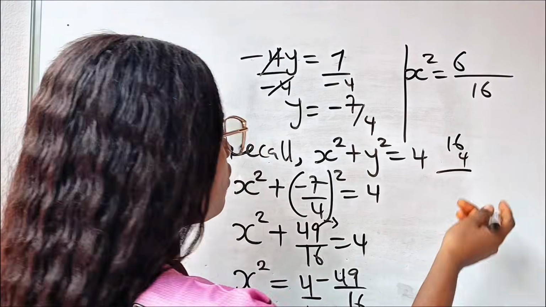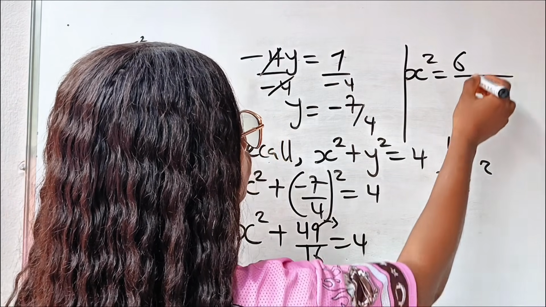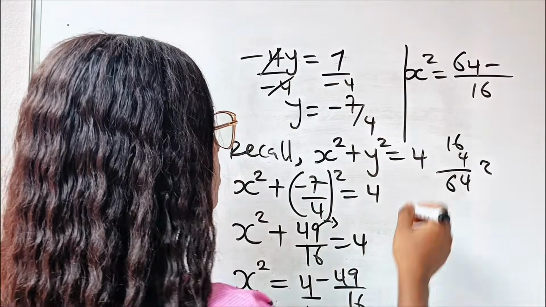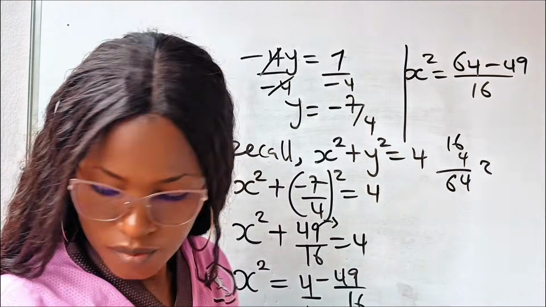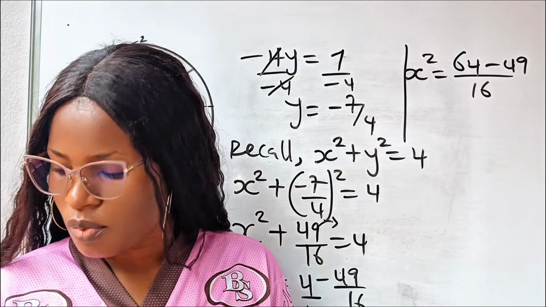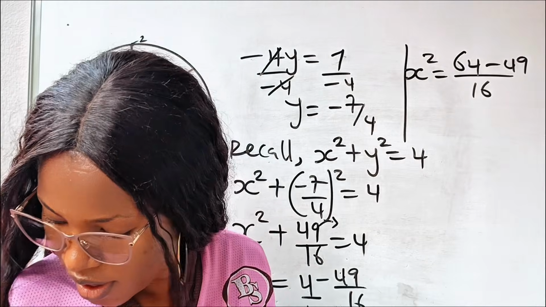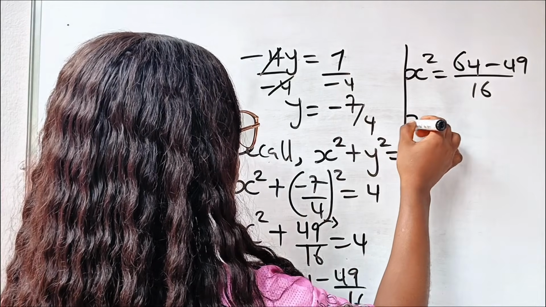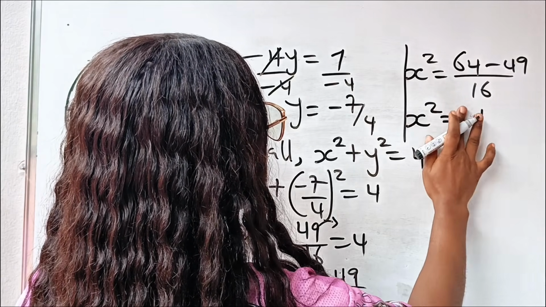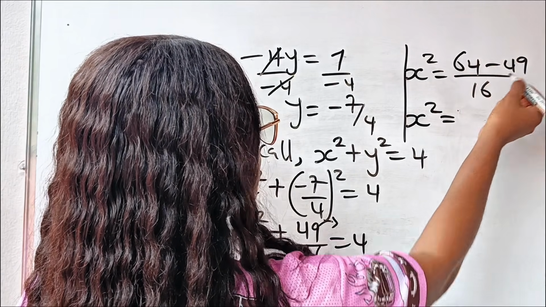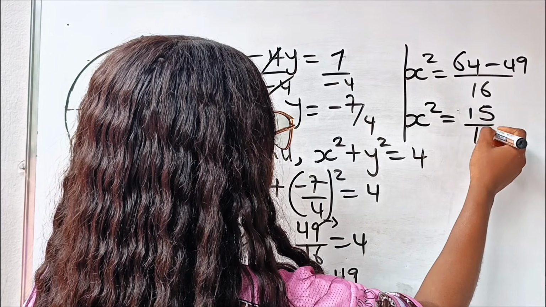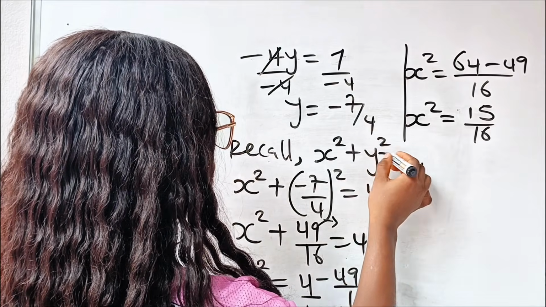Here I was doubting a bit, is the answer 64? So I had to multiply to be sure, and I still got 64. Minus, 16 divided by 16 is 1, 1 times 49 is 49. Moving forward, we now have x squared equals 64 minus 49, which gives us 15 divided by 16.